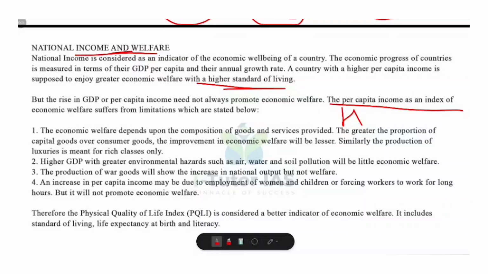What is meant by war goods? Producing weapons increases national output but doesn't improve living conditions. And poor working conditions means rising income due to child labor, or overworking women or men, doesn't promote true welfare.